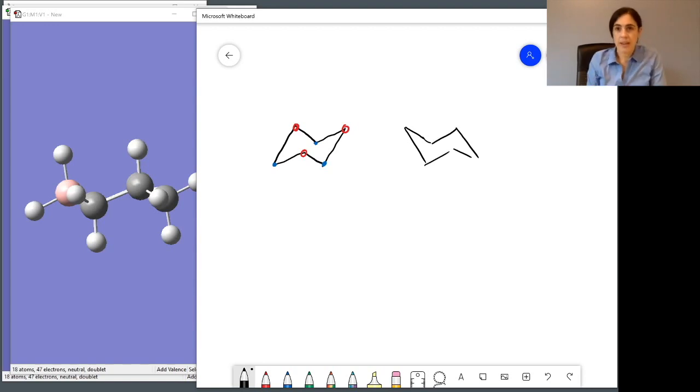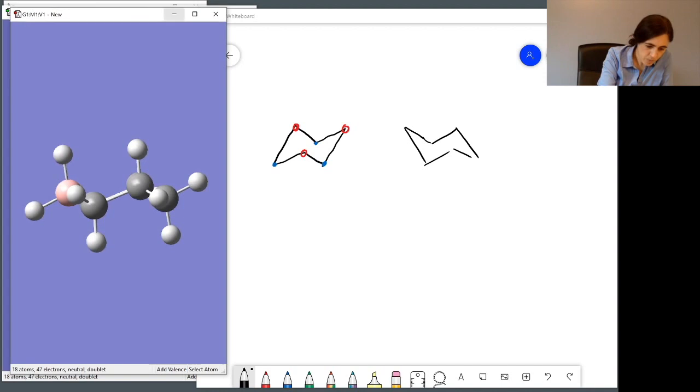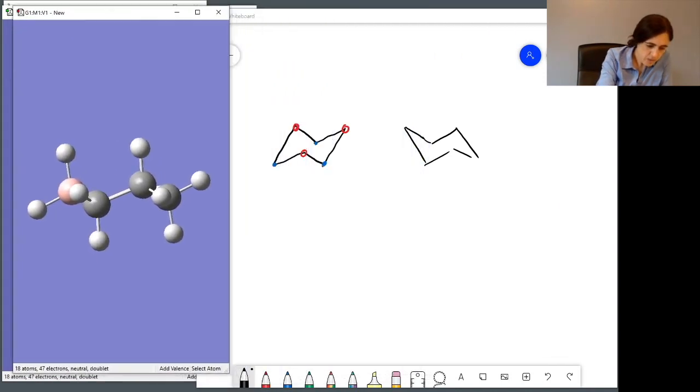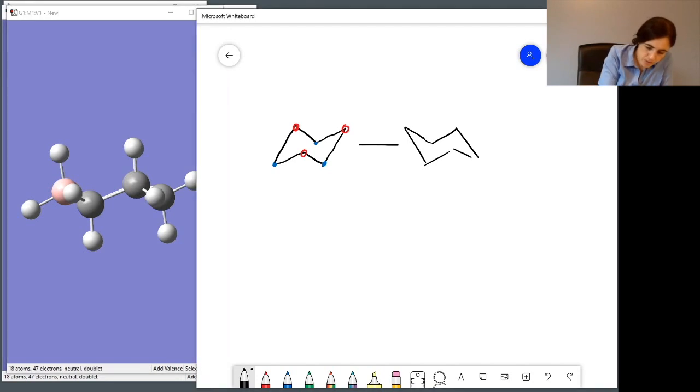Should look something like that. All right. So notice that these two are two different forms of the same molecule. These are two conformations. Now, these two interconvert. You can go between the two of them. And this is called a ring flip.